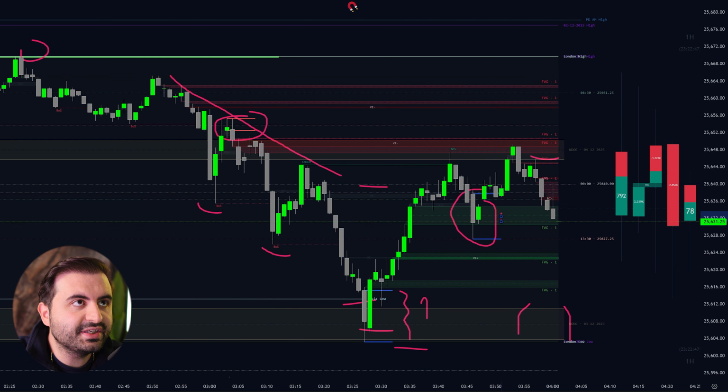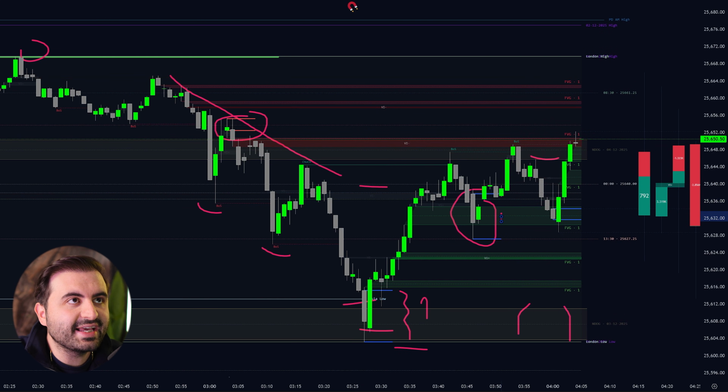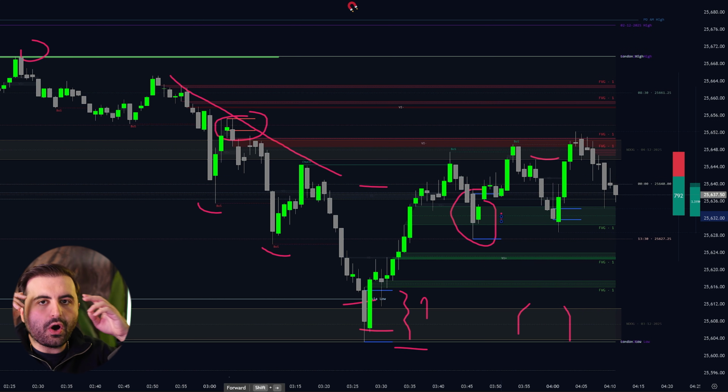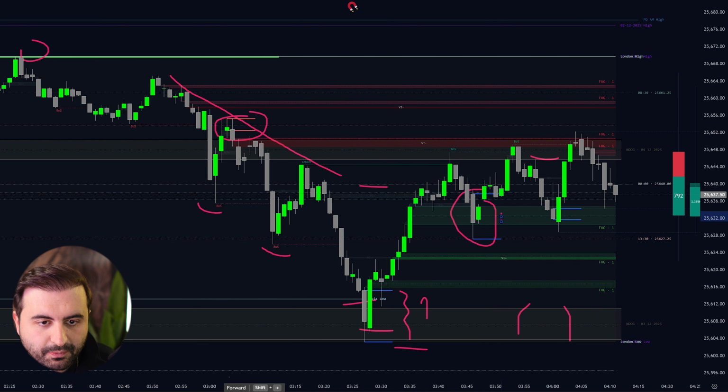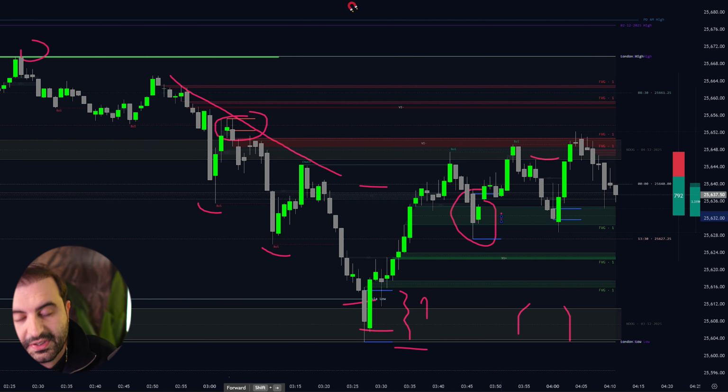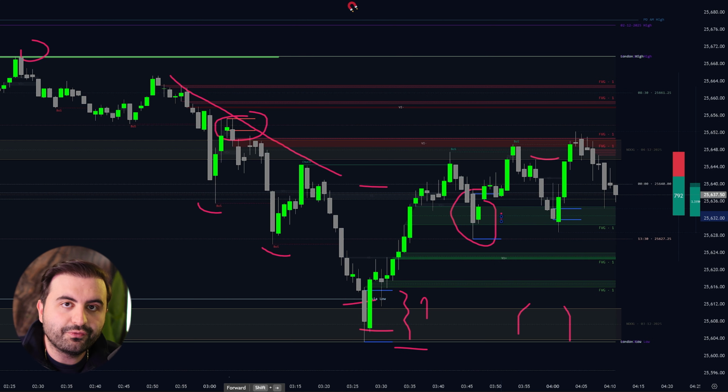Let's see if we can get a clear candle closure above the NWOG opening gap. Why are you so obsessed with the NWOG opening gaps, Borsa? Great question. Because NWOG opening gaps and the NDOG opening gaps are the most powerful gaps in the market.